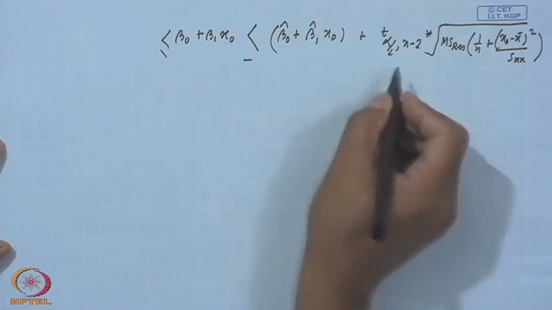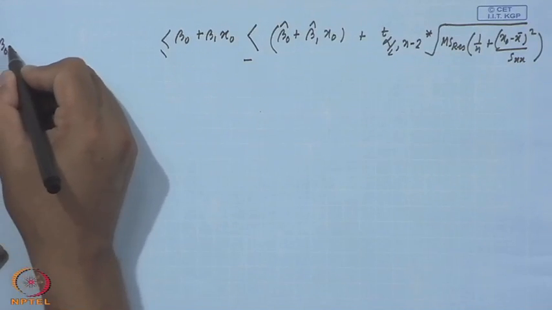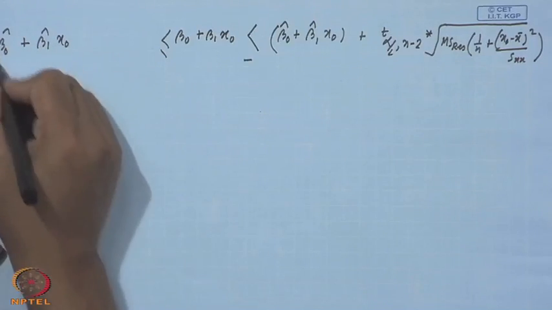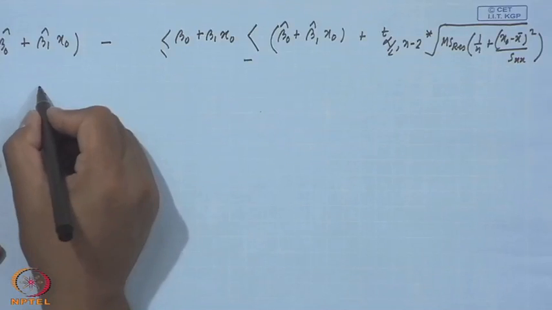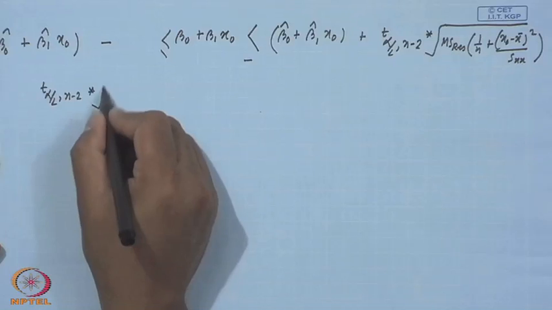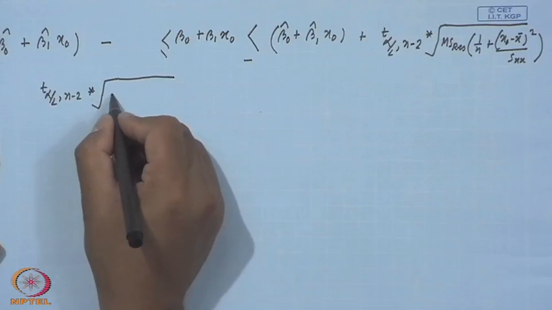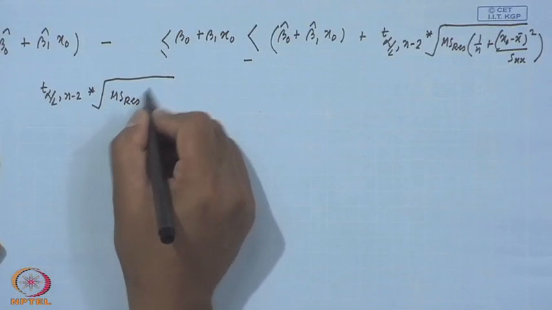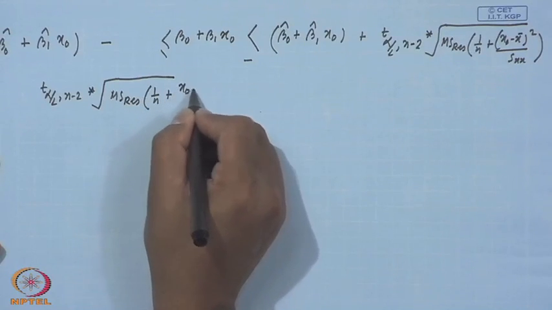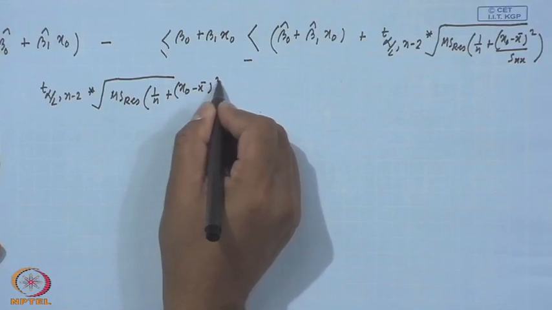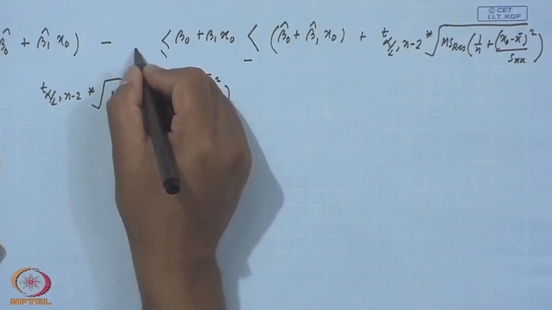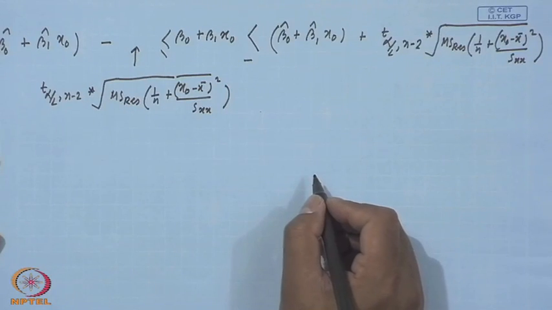And similarly, here the same thing: beta naught hat plus beta 1 hat x naught minus this one, that is t alpha by 2, n minus 2, which are quite straightforward things. Okay, MS residual times 1 by n plus x naught minus x bar whole square by S xx. So this will go here.